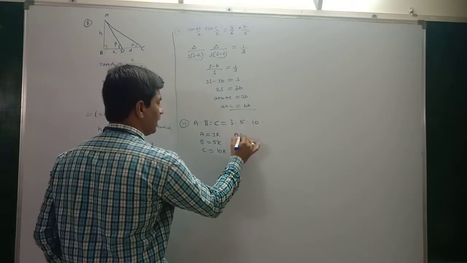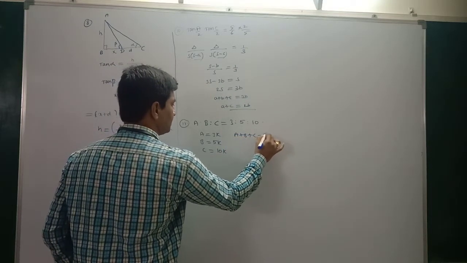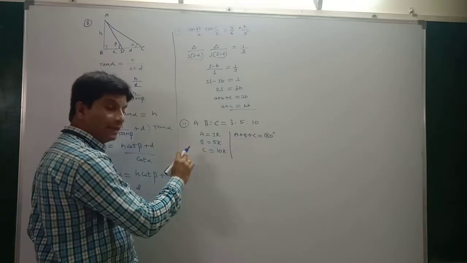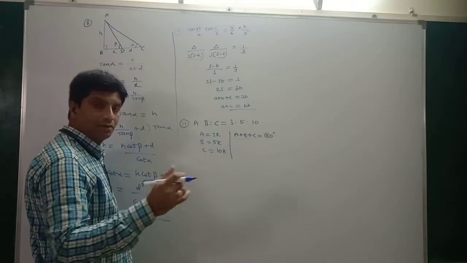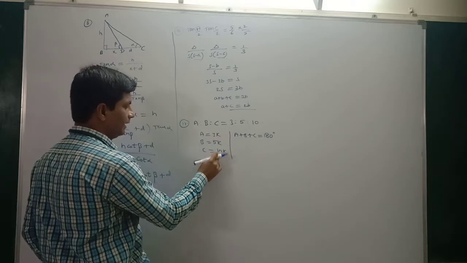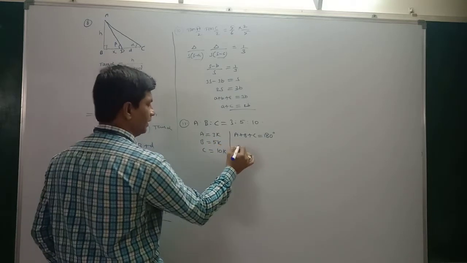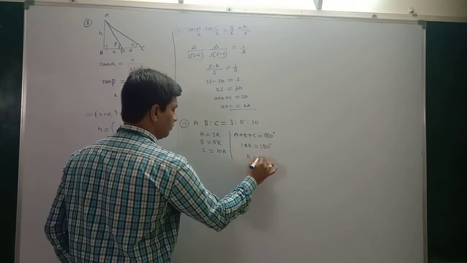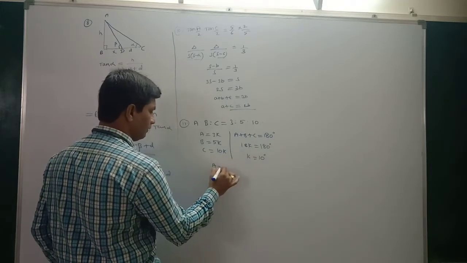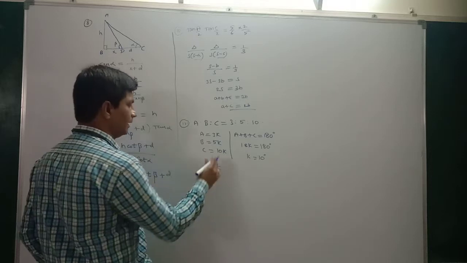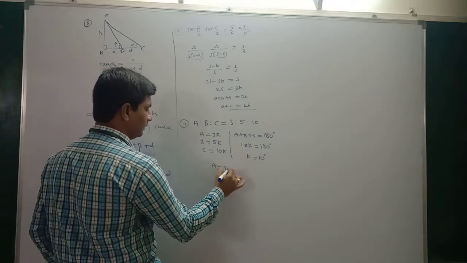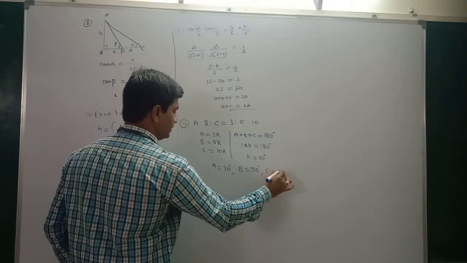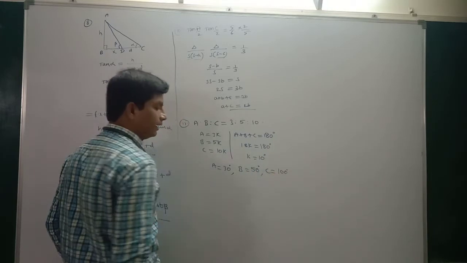What is the sum of all angles in a triangle? We know this. A plus B plus C equal to what? 180. Already we know the values of A, B, C in terms of k. A plus B plus C, 3k plus 5k plus 10k. This is 18k equal to 180 degrees. So k equal to how much? 10 degrees. Then we can get the values of A, B, C. A equal to 3k, 3 into 10, 30. B equal to 5 into 10, 50. C equal to 10 into 10, 100 degrees.